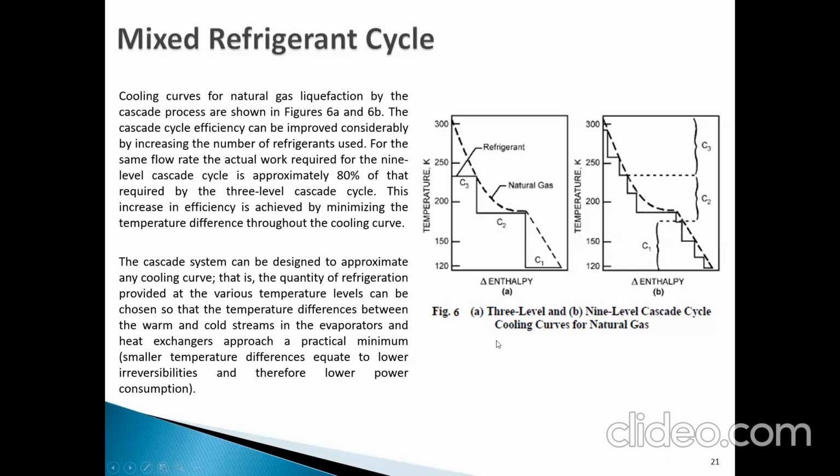So the cascade system, ito yung A, 3-level, B, 9-level cascade cycle cooling curves for natural gas, can be designed to approximate any cooling curve. The quantity of refrigeration provided at the various temperature levels can be chosen so that the temperature differences between the warm and cooling stream in the evaporator and heat exchanger approach a practical minimum. Smaller temperature differences equate to lower irreversibilities and therefore lower power consumption.